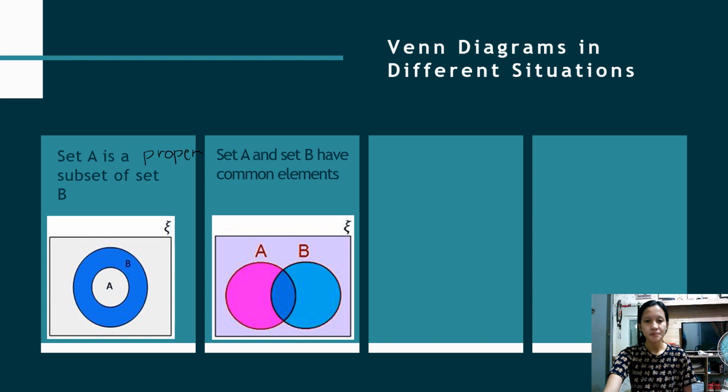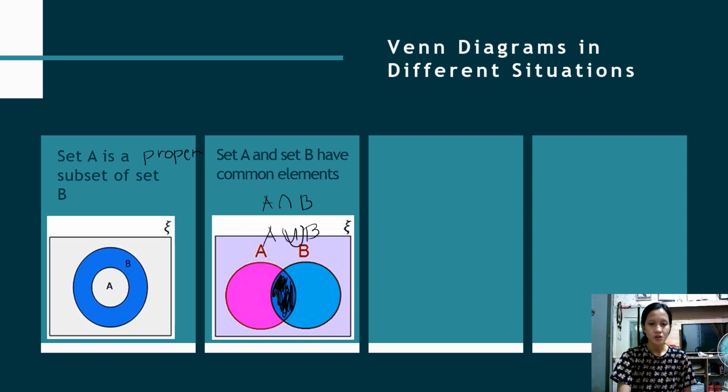For the second example, we have set A and set B that have common elements. So the common elements here are represented in this blue shaded figure. So that is the common elements, A and B. That is A intersection B. So A intersection B, sila ang common. Okay. A union B, I mean, lahat, tanan sa elements nasa A and B.